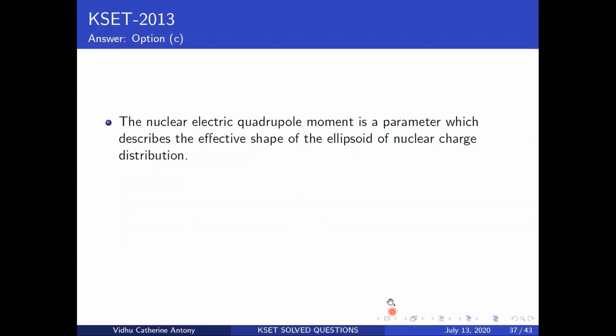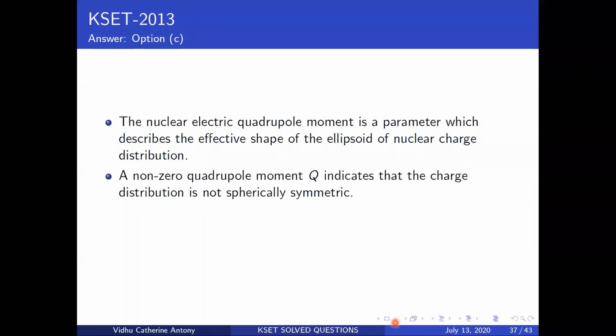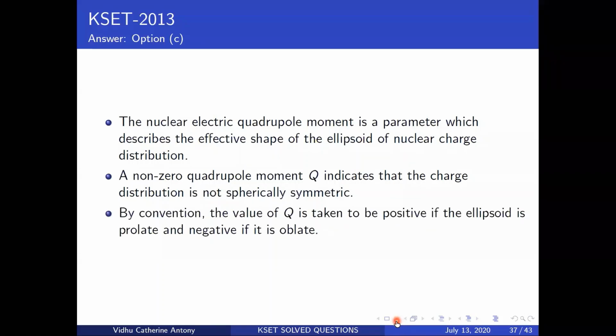So the nuclear quadrupole moment is a parameter which describes the effective shape of the ellipsoid of your nuclear charge distribution. A non-zero quadrupole moment indicates that the charge distribution is not spherically symmetric. So Q is taken to be positive if your ellipsoid is prolate and negative if it is oblate. These are the standard properties of your Q.